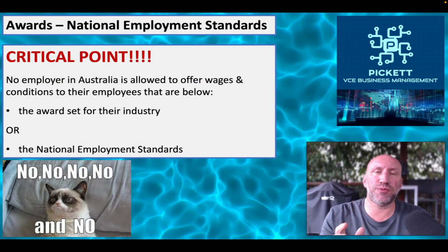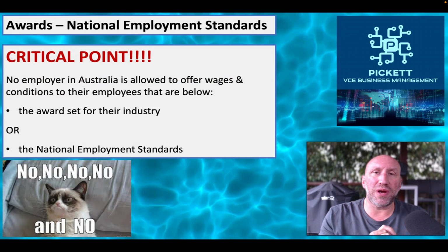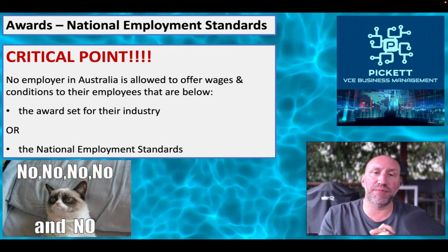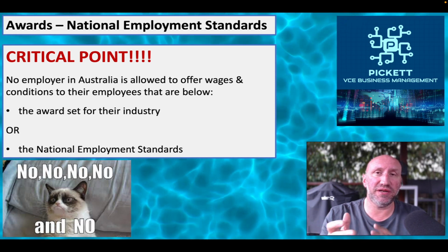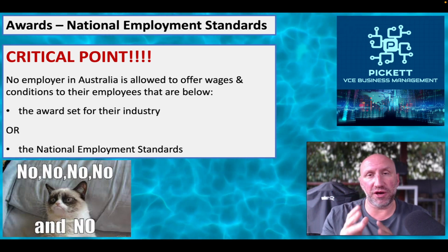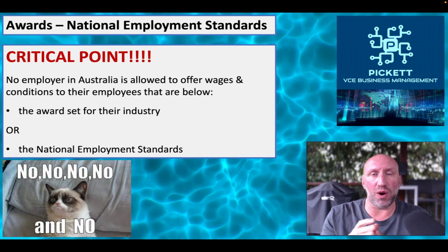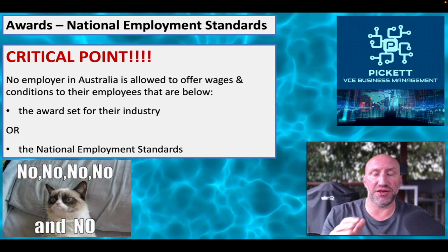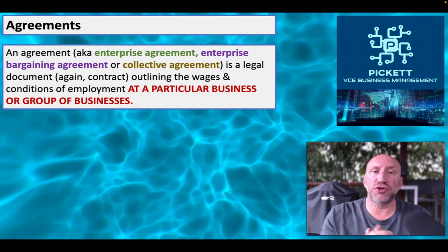Okay, so the critical point with these awards. No employer in Australia is allowed to offer wages and conditions to their employees that are below the award set for that industry, so those 120 plus that we looked at before, or those 11 things set out in the National Employment Standards. So no one can receive pay and conditions less than these awards. Okay. Now, moving on to agreements.